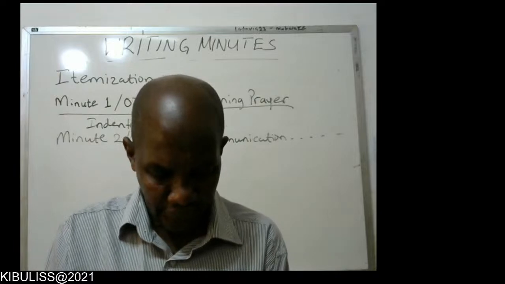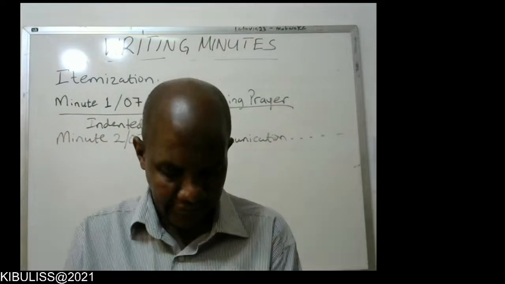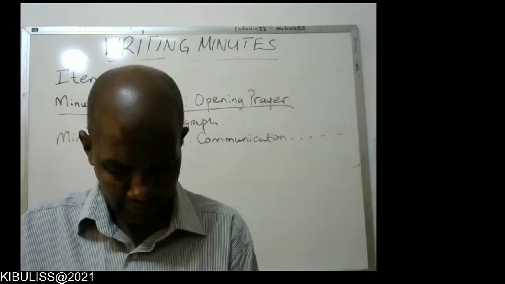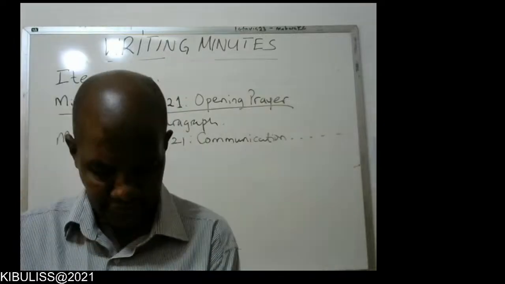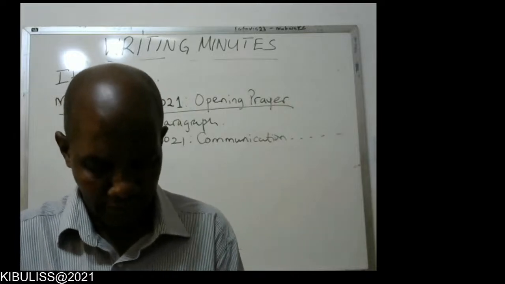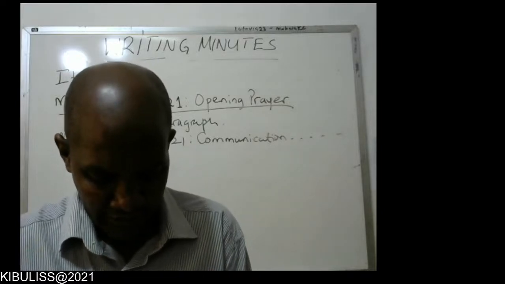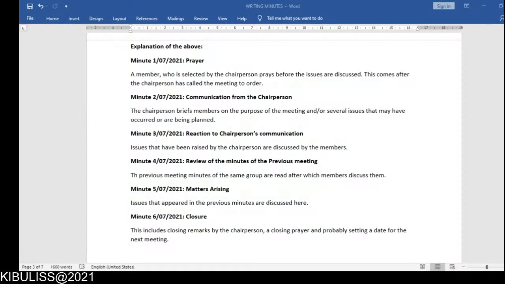So a brief explanation of those sample format items. I have said one, prayer. A member will be selected by the chairperson to pray before the issues are discussed or before the meeting begins. Usually the chairperson will first call the meeting to order, meaning he'll ask members to be orderly and silent so that the meeting can start. Communication from the chairperson, minute 2, is all about what the leader of that meeting has to say, what he has to propose, what he has to explain.